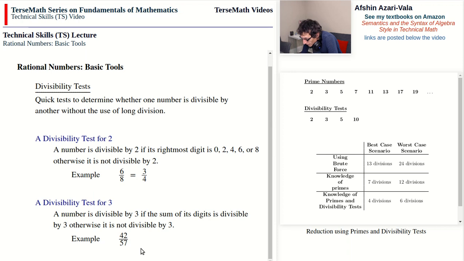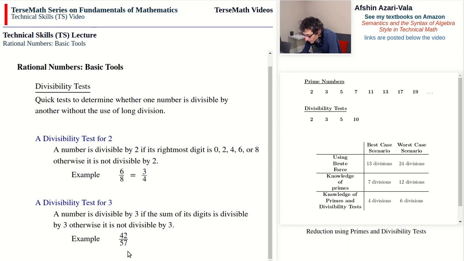For 3, we add the digits on the top. 4 plus 2 is 6. And that means that 3 goes into 42 because 3 goes into 6 evenly. 57, if I add the digits, 5 plus 7 is 12. And 3 goes into 12 evenly, and therefore 57 is divisible by 3 as well.